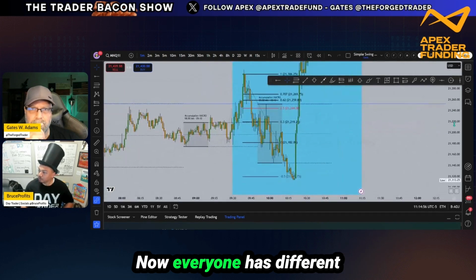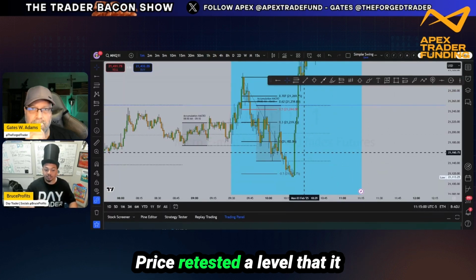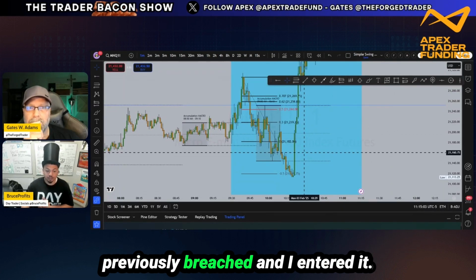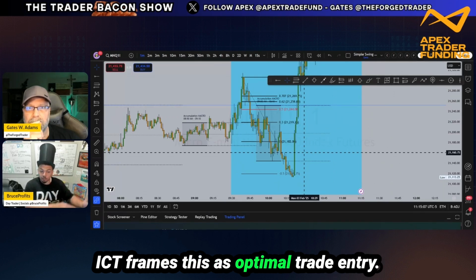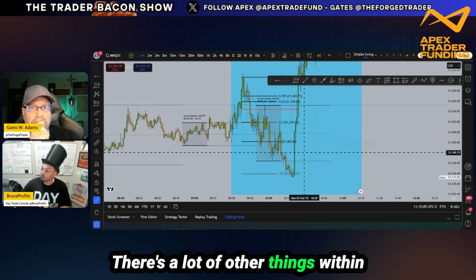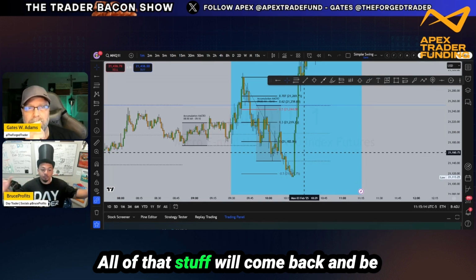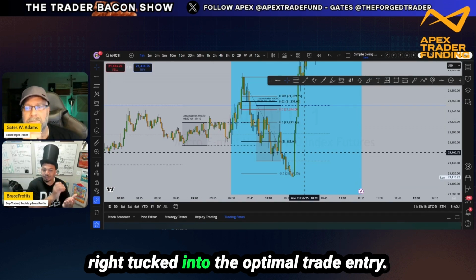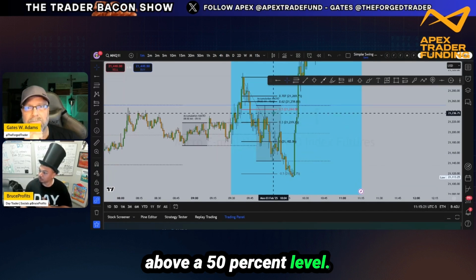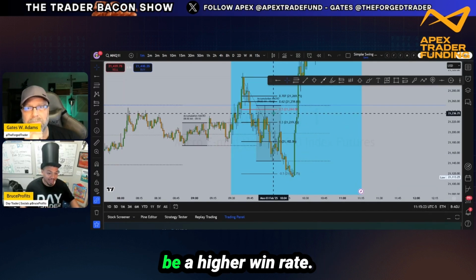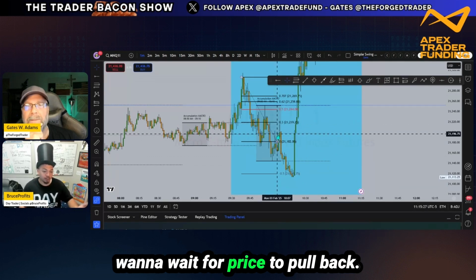Now, everyone has different strategies, but all this is a retest. Price retested a level that it previously breached, and I entered it. And now, smart money concepts, ICT frames this as optimal trade entry. There's a lot of other things within there you could have used, such as order block, fair value gap. All of that will come back and be tucked into the optimal trade entry. So as long as you're selling above the 50% level, I believe that to be a higher win rate. You don't want to chase price. So you always want to wait for price to pull back.